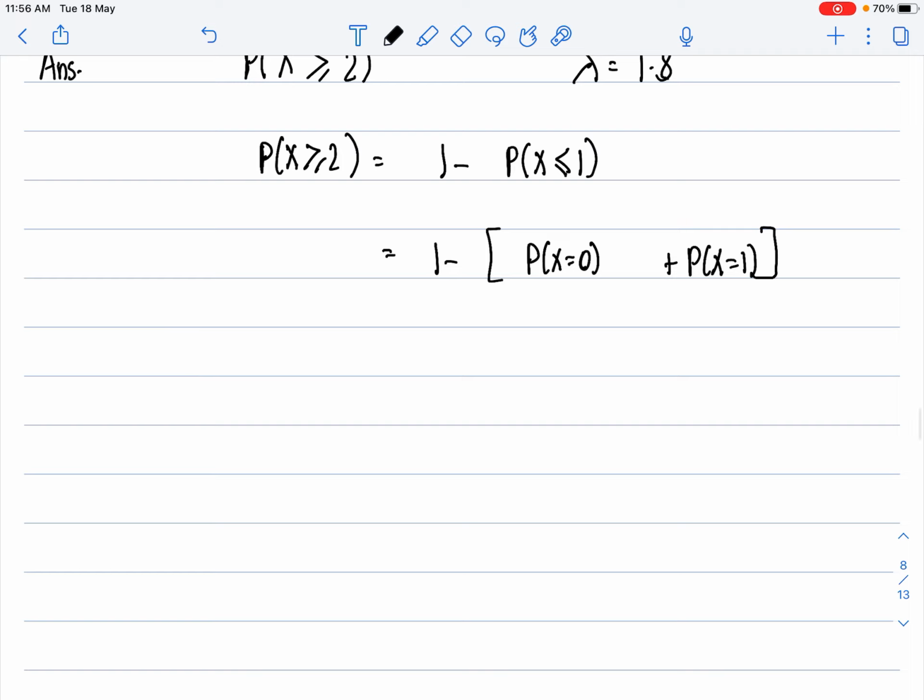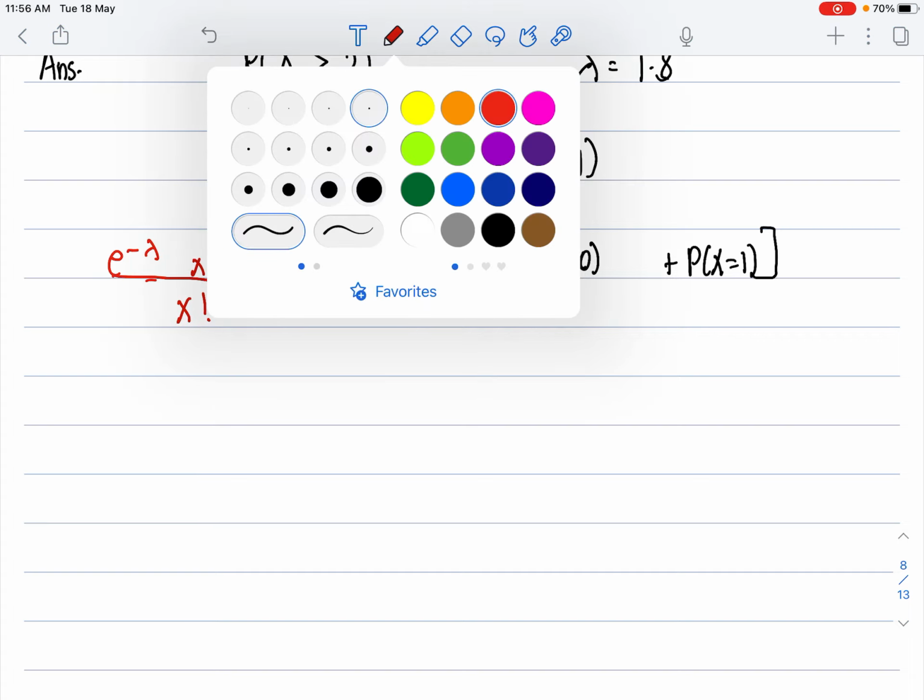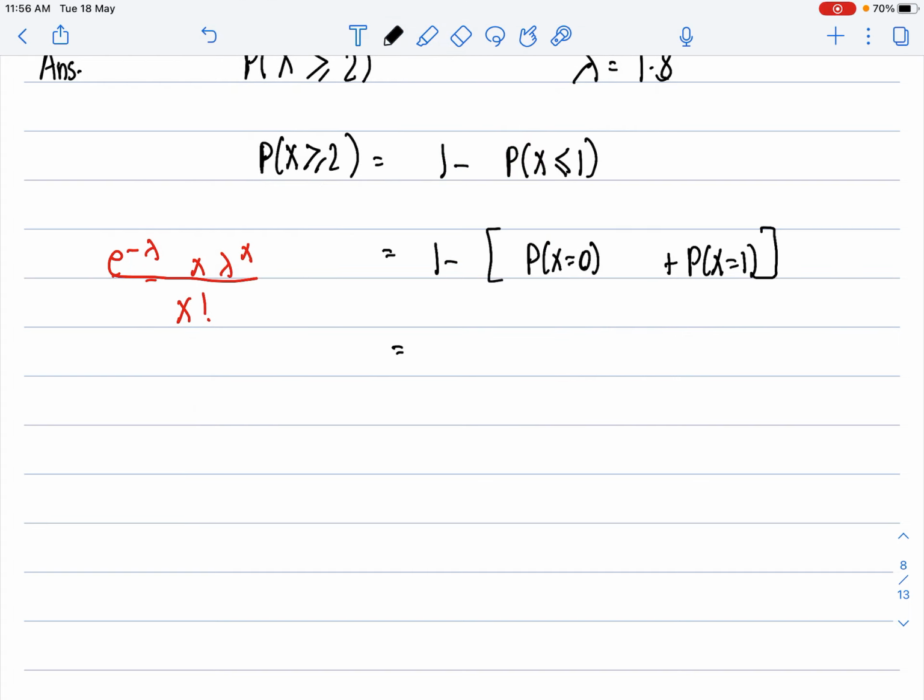Now I know my simple Poisson formula is basically e raised to minus lambda into lambda raised to x over x factorial. Got it? So now I can write this as 1 minus e raised to minus lambda, which is 1.8, into 1.8 raised to 0 over 0 factorial, plus e raised to minus 1.8 into 1.8 raised to 1 over 1 factorial.